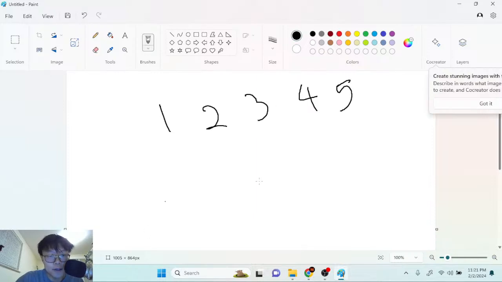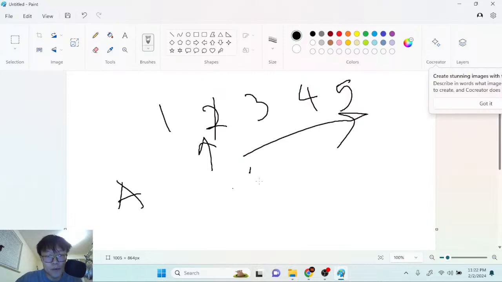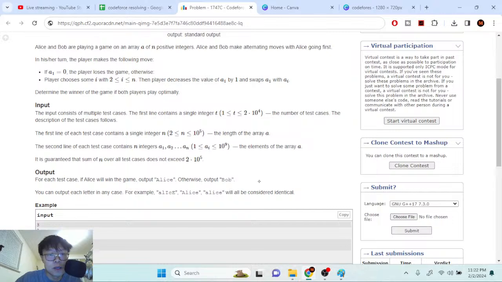So it's Alice's turn. Alice finds a number from the second index to the end. If she finds the number 2 and decreases it by 1, 2 minus 1 becomes 1, and then we swap it with the first value of 1, so we would have 1, 1. Then the player makes the following move.